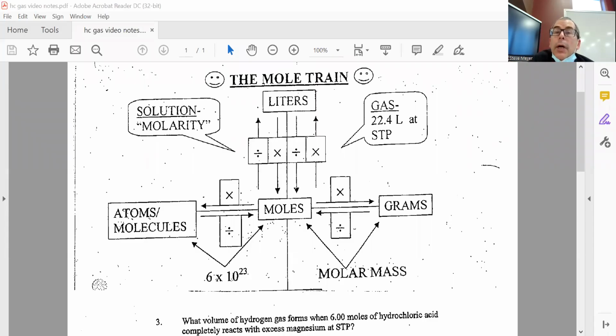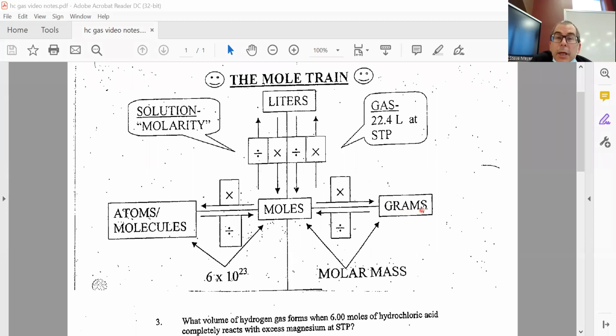Hey, in this video, we are going to look at gas stoichiometry, pages 13 and 14 of homework packet 8 on gases. I am going to screen share here. Okay, and let's see if I can find that. Here we go. All right, I'm going to grab my marker here.